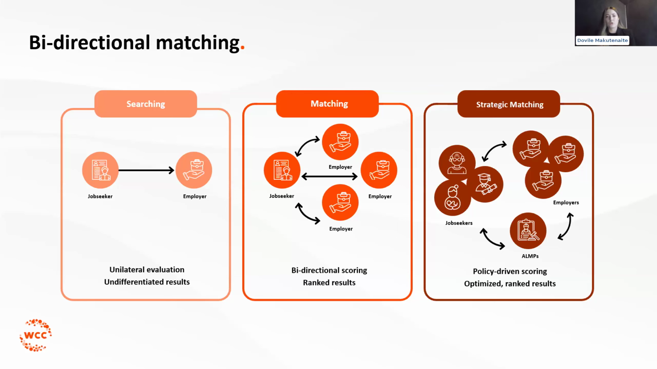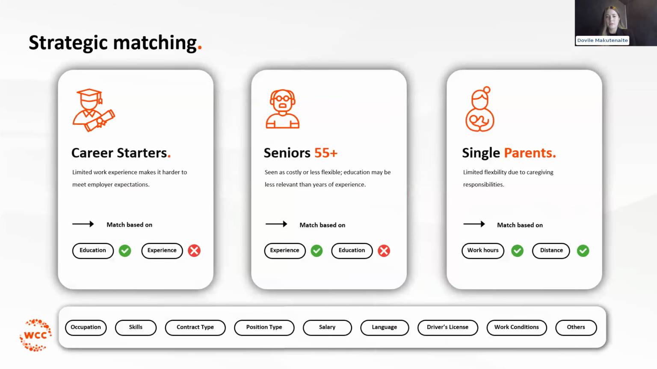So if we go to the next slide, I will expand a little bit on that. So we try to facilitate, support active labor market policies in various scenarios. One of them is the strategic matching. Since we have a configurable matching algorithm, which is supported by responsible AI, so it is not machine learning, it is configurable, transparent, and explainable. We can configure different algorithms for different target groups to support them in finding the correct job.